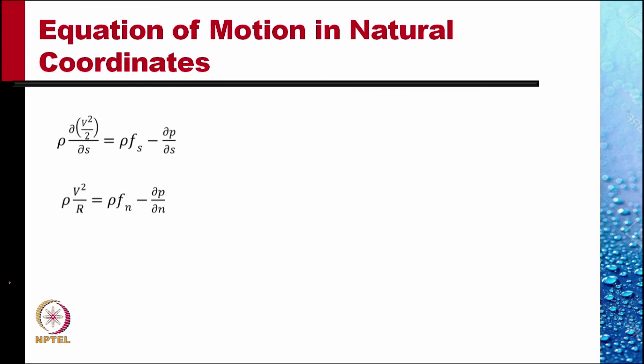Now, the two equations can be written like this. This is the equation along the streamline: rho times the acceleration in the streamwise direction is equal to the body force in the streamwise direction minus the pressure gradient in the streamwise direction. And rho times the normal acceleration is equal to the body force in the normal direction minus del P by del N, the pressure gradient in the normal direction. These are the equations of motion in natural coordinates.